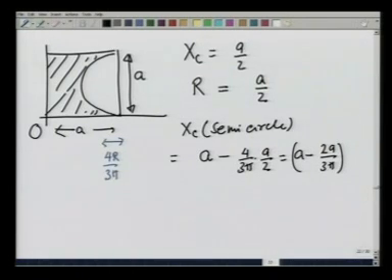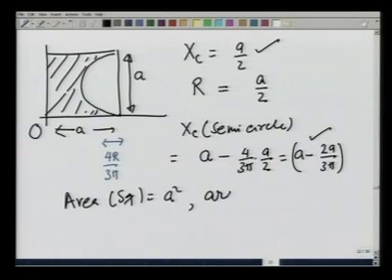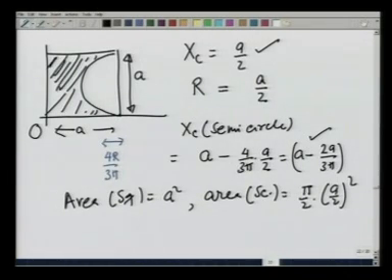So, now we are all set. I know x c for the square, I know x c for the semicircle, and the area of both. Area of square is equal to a square, area of semicircle is equal to pi by 2 times a by 2 whole square. Therefore, I can calculate the x c for the shaded region from the formula that we derived earlier, and x c comes out to be, you plug in the numbers, 0.314 a.